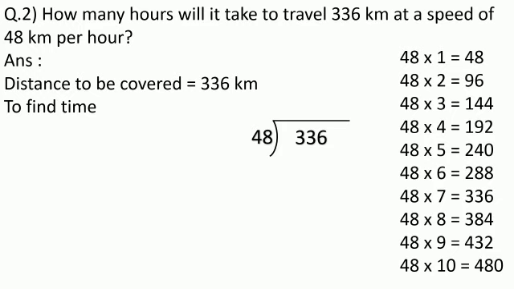table of 48. Divisor is 48, so you have to write the table of 48. So 48 ones is 48, 48 twos is 96, 48 threes is 144, 48 fours is 192, 48 fives is 240, 48 six is 288, 48 sevens is 336, 48 eights is 384, 48 nines is 432, and 48 tens is 480. Okay, so I have written the whole table of 48.